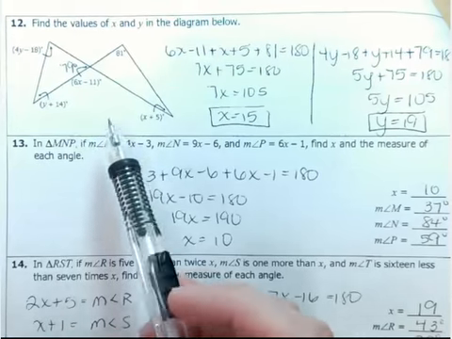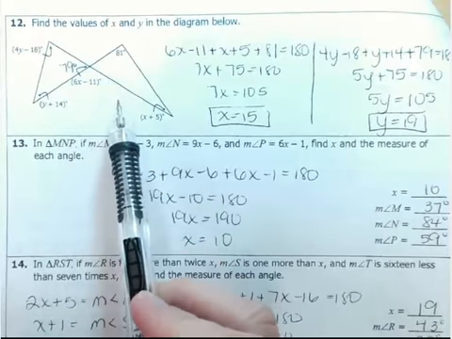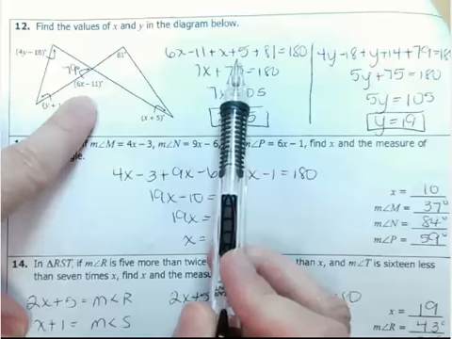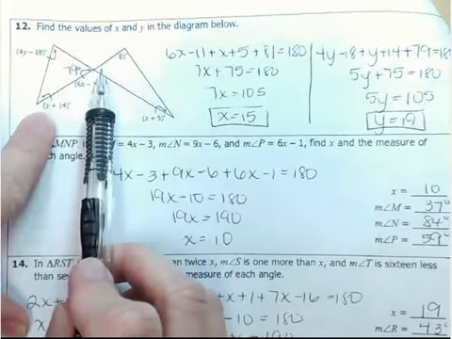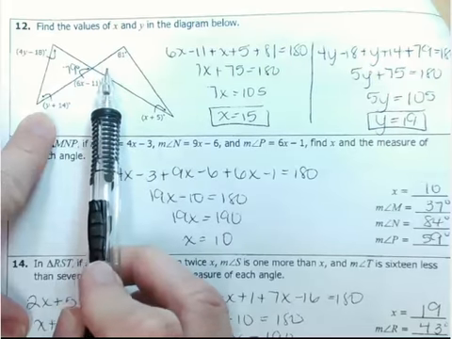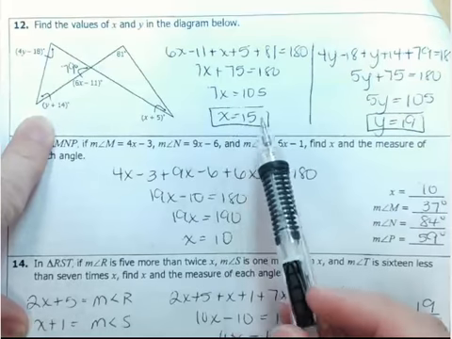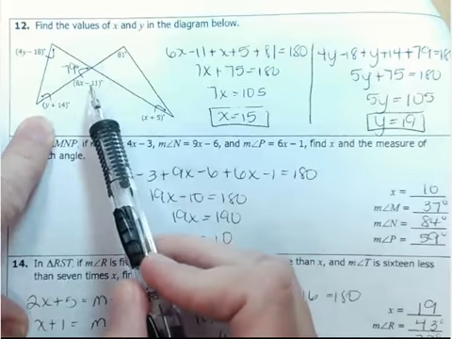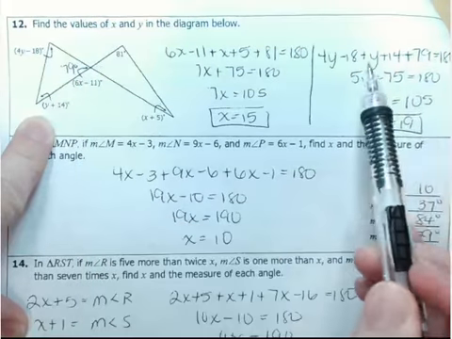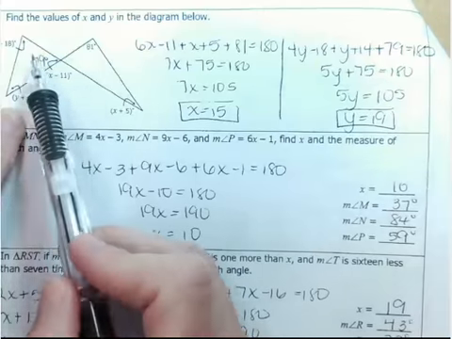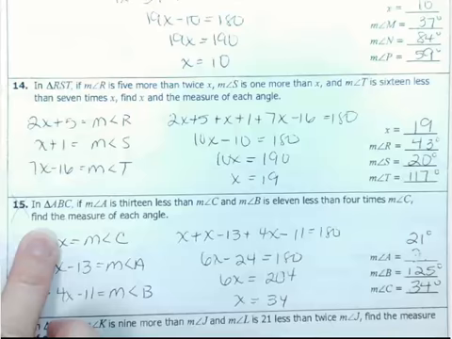Okay, here's number 12. For this one, we just need to recognize that this is a vertical angle right here. So that's where the setup of 6x minus 11 plus x plus 5 plus 81 equals 180 comes from. We're using this angle right here is also 6x minus 11 plus x plus 5 plus 81 is equal to 180. Once we know what x is, we can substitute that into 6x minus 11 and figure out that's 79 degrees. So then over here, where I'm adding these up to get to 180, I'm going to say that 4y minus 18 plus y plus 18 plus 79 is equal to 180.